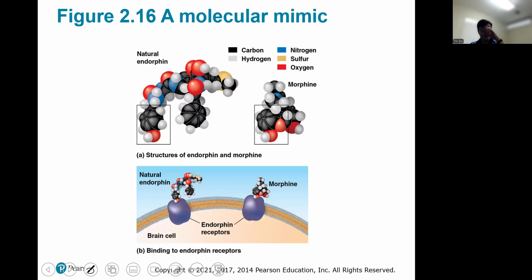Now, molecules are going to be mimicking each other quite often. The reason why is because of specificity. That's a little confusing. Let me explain. In our bodies, we have a lot of tools. These tools are what we call enzymes.